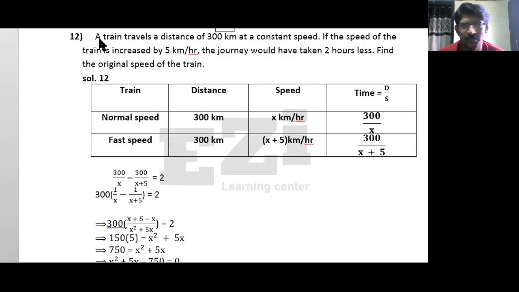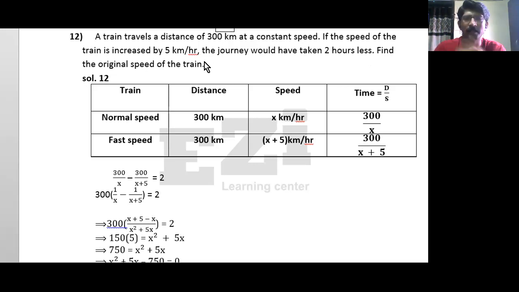Keep writing this question, guys. A train travels a distance of 300 kilometers at a constant speed. If the speed of the train is increased by 5 kilometers per hour, the journey would have taken 2 hours less. Find the original speed of the train. Now, if you're not finished, guys, you can pause the video and copy this entire question systematically in your book and then start writing along with my explanation. If the questions are not there in your book, you will not understand during the examination.